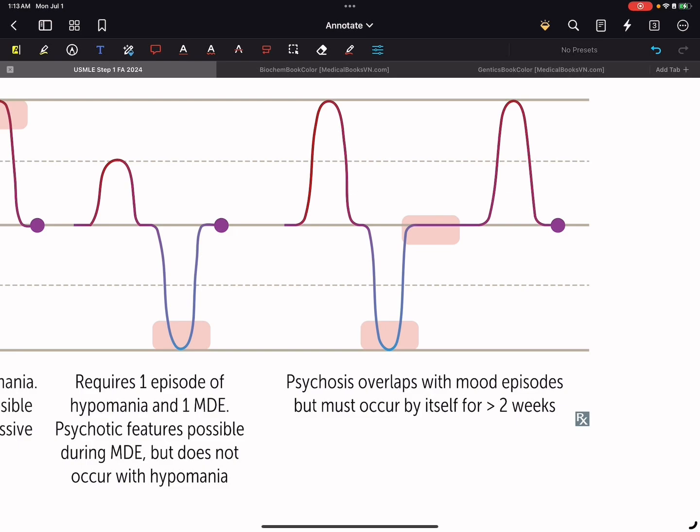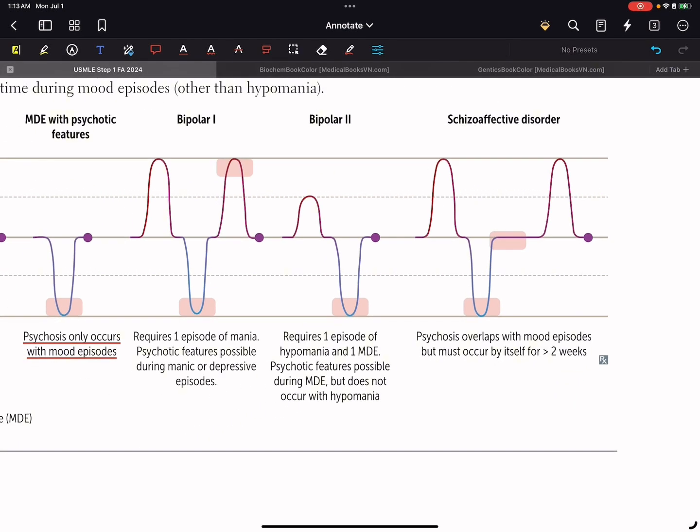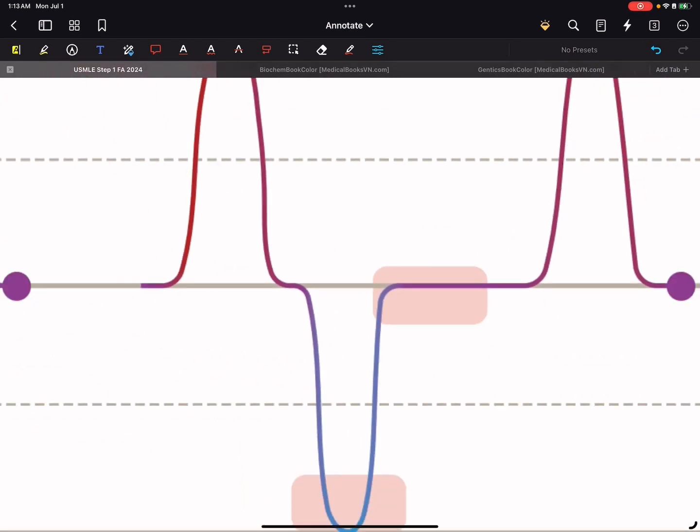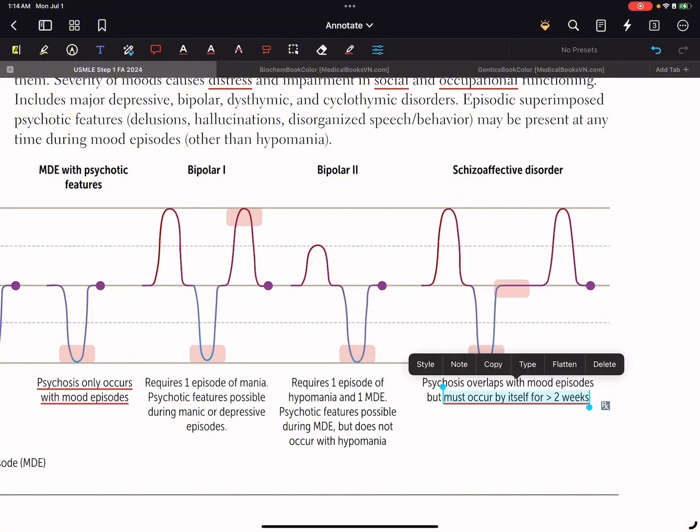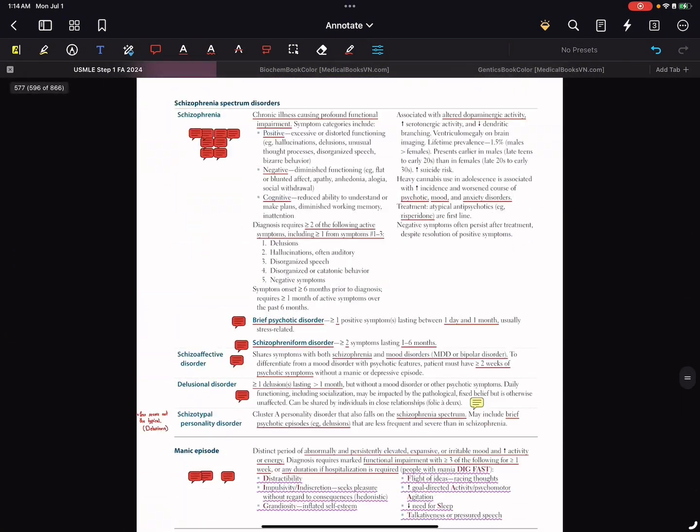Schizoaffective psychosis overlaps with mood episode but must also occur by itself for more than 2 weeks. You're not supposed to know it from here. This will give everything.